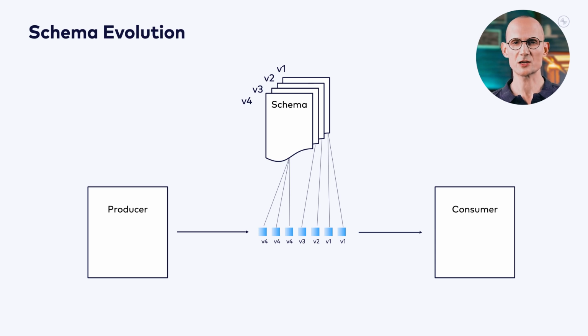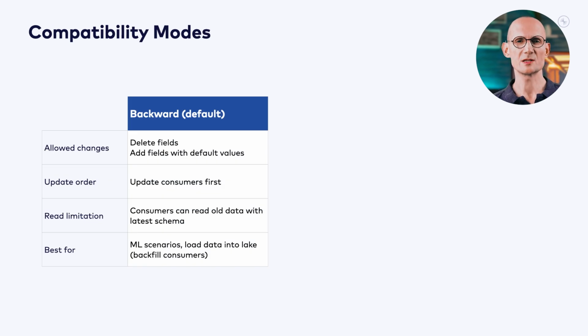Let's have a quick refresher. If you choose backward, which is the default compatibility mode, you can only delete fields and add fields with default values. The consumers can always use the latest version of the schema to read all data. It makes this mode very useful to create backfilling consumers, which must be able to read all the data since the beginning. For example, for storing it into a data lake or for machine learning scenarios.